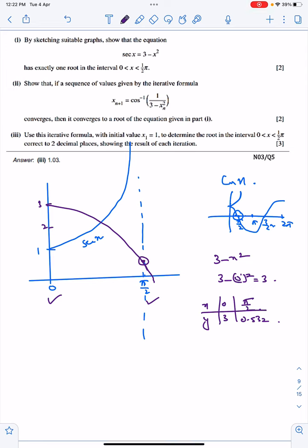Okay, so you know that the two graphs are intersecting at this particular point. So there's just one root. This is the root. So we have just proved that there's just one root in this interval from 0 to half pi.